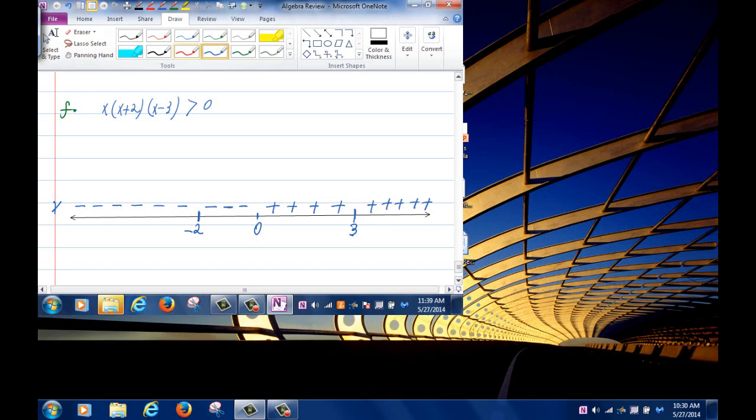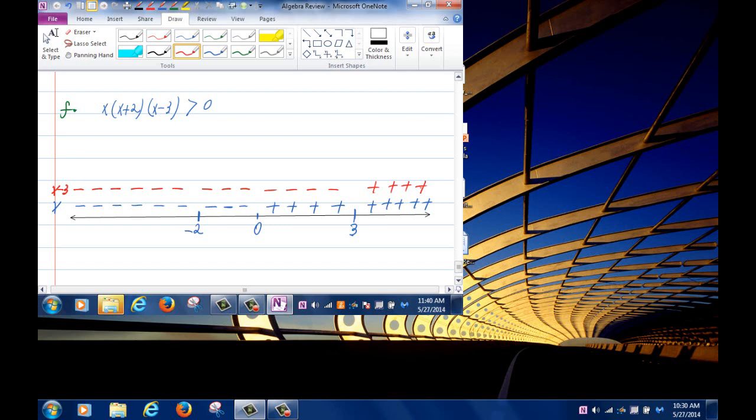Okay, let's do the same thing for x minus 3. Where is it positive and where is it negative? It's negative here. Is it negative between negative 2 and 0? Yes. In fact, it's negative here as well, but it's positive here. When x is larger than 3, x minus 3 is larger than 0, so it's positive on the right side of 3.